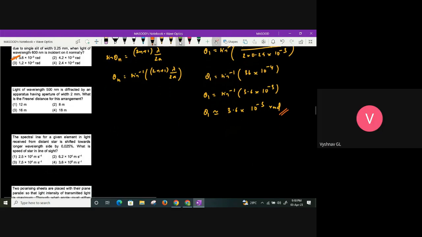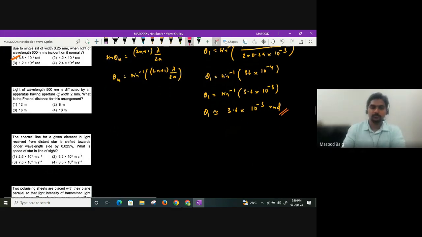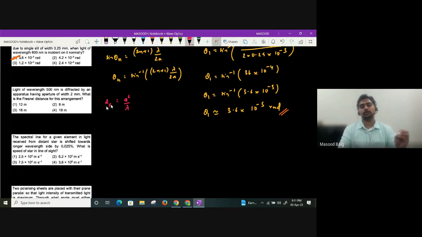If we see, light of wavelength 500 nanometers is diffracted by an apparatus having a fringe width of 2 mm. What is the Fresnel distance? It is very important. Fresnel distance is given by ZF, which is a square divided by lambda. Up to this Fresnel distance, ray optics laws will hold good. Above Fresnel distance, ray optics laws are not going to hold good. We will solve problems using wave optics principles.